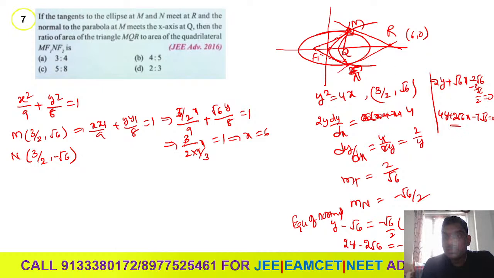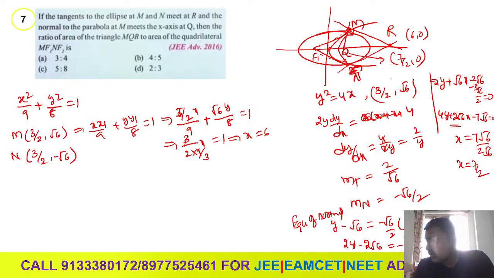The equation of the normal is meeting the x-axis at Q. So y equal to 0. Then x is equal to 7 square root of 6 by 2 square root of 6. x is equal to 7 by 2. Then the coordinates of Q are 7 by 2 comma 0. Okay, now everything we got. Now let us try to calculate the ratio.